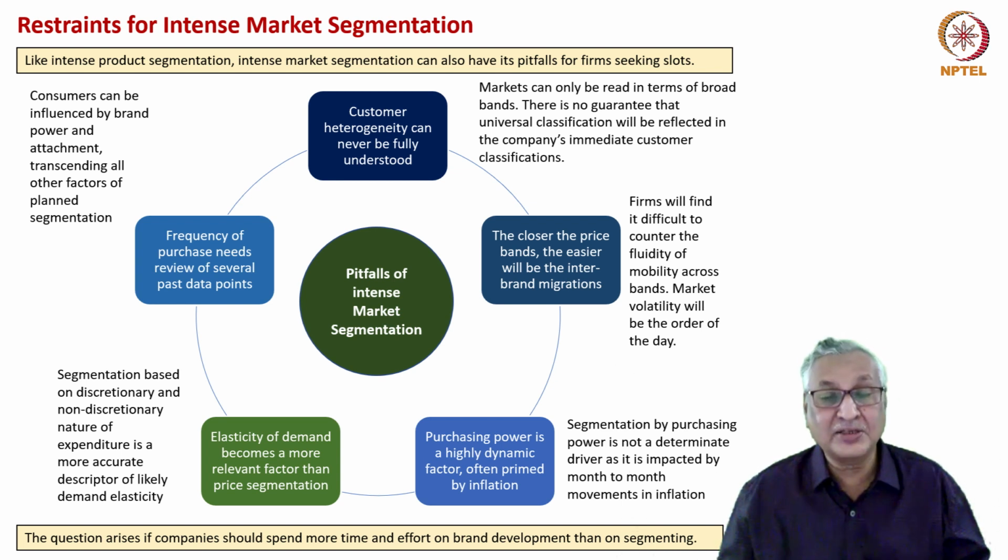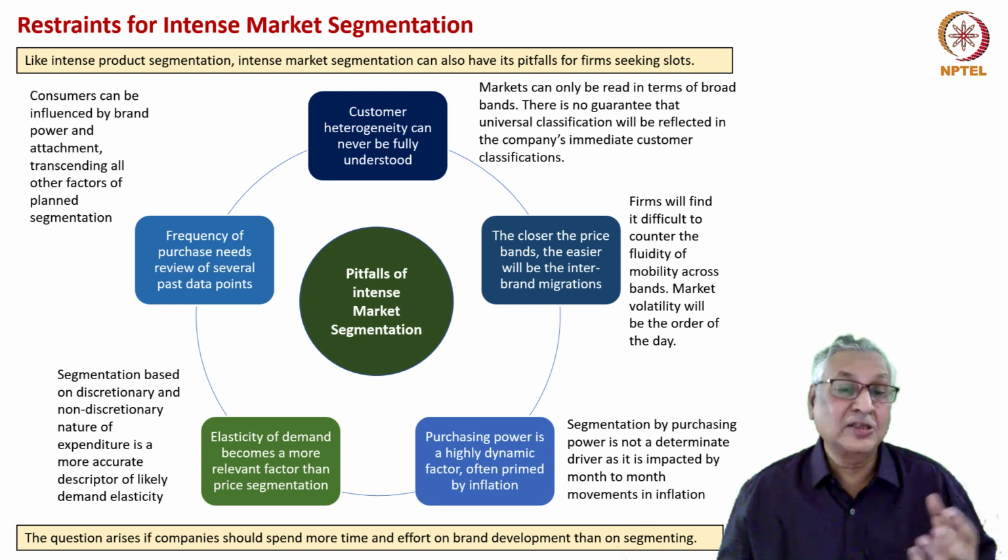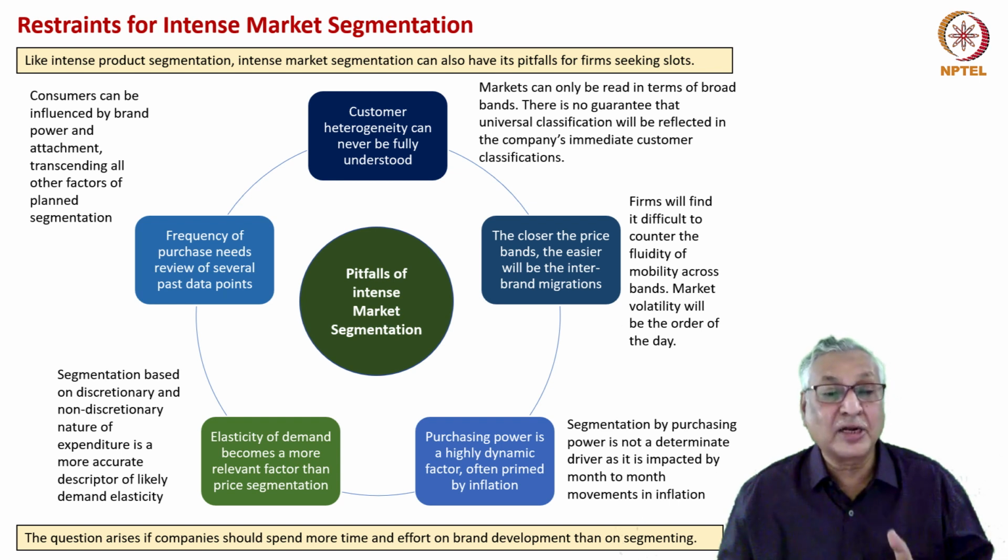That is, segmentation based on discretionary and non-discretionary nature of expenditure is a more accurate descriptor of likely demand elasticity. During the COVID times, there was higher liquidity, but that liquidity went into certain product classes rather than all product classes. Nobody bought a bus in the institutional segment. Nobody bought to that extent a luxury car in that segment. But people always bought daily staples. They also bought food items. They also stocked up essential groceries. The demand spiked for those kinds of products.